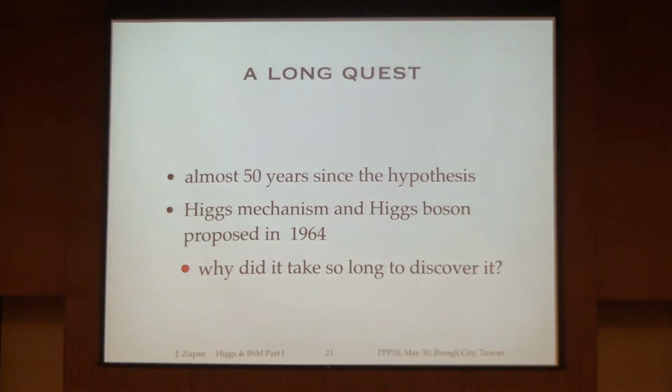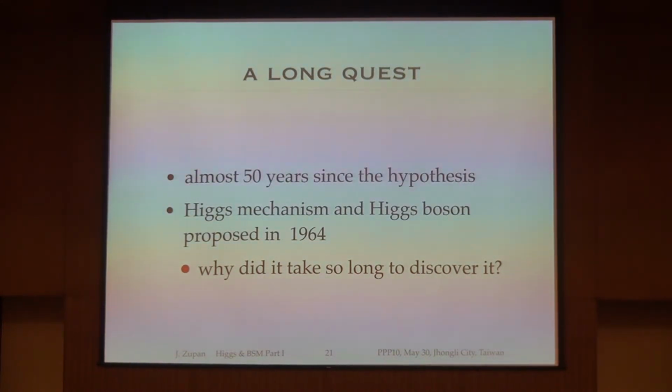So it's almost 50 years since the hypothesis. The Higgs mechanism and the Higgs boson were proposed in 1964. So that's 49 years afterwards. 48 years afterwards we had the discovery, and the big question is, why did it take so long? Now if you want to put it in terms of life, it's really a lifetime of a human being, no? 50 years is really long. You want to really understand.